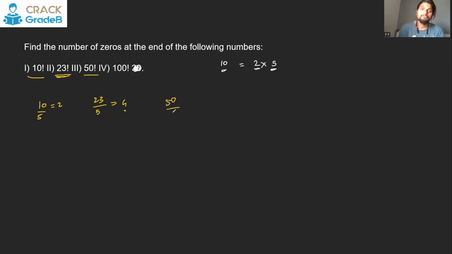In 50 factorial, 50 upon 5 is 10. 10 upon 5 is 2. 10 plus 2 being 12. There will be 12 number of fives, hence 12 number of trailing zeros. And in 100, 100 by 5 is 20. 20 by 5 is 4. There will be a total of 24 number of fives, hence 24 trailing zeros. Easy?